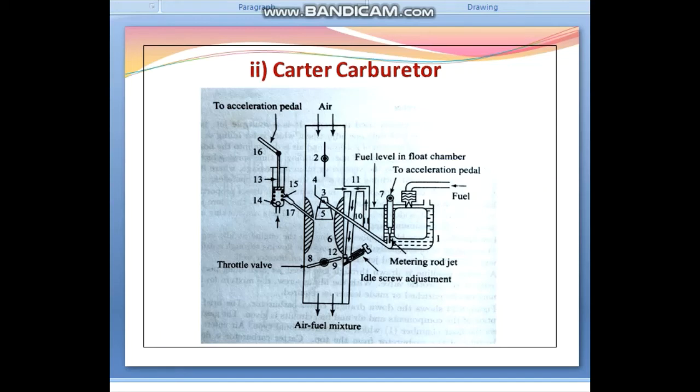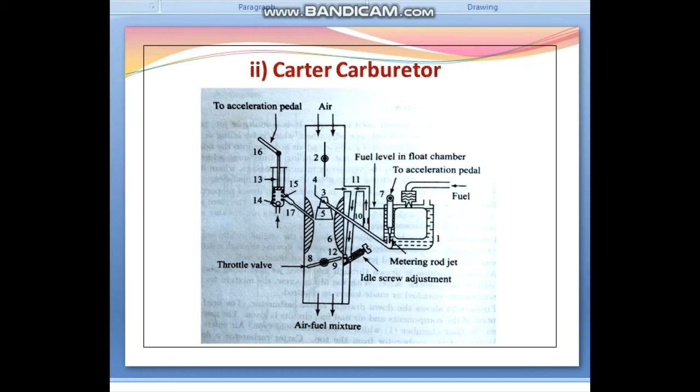This fuel air ratio can be varied to get optimum idling speed by the idling screw adjustment. For low speed operation, the throttle valve is opened further and the main nozzle also begins to supply the fuel. For some duration during the low speed operation, fuel is supplied by both the main venturi and the low speed port, that means the point 12, through the idle passage.